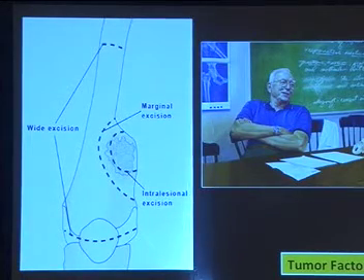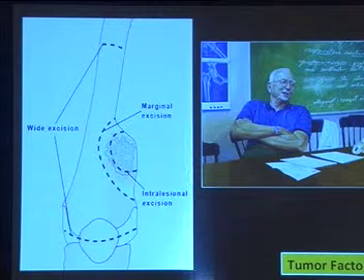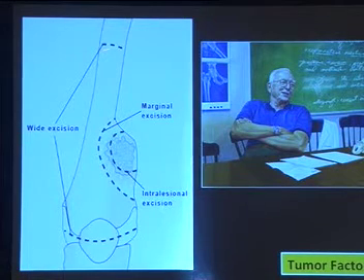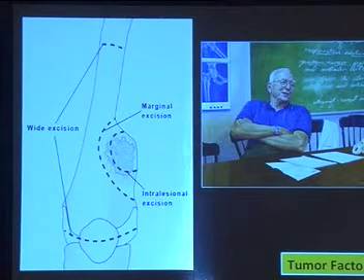Now that's an oil painting of Enneking. It's not a photograph. And based on this, he developed what are called Enneking margins. We all know them. So if you're going beyond the abnormal bone, it's wide excision. It could be marginal excision, or it could be intralesional excision.